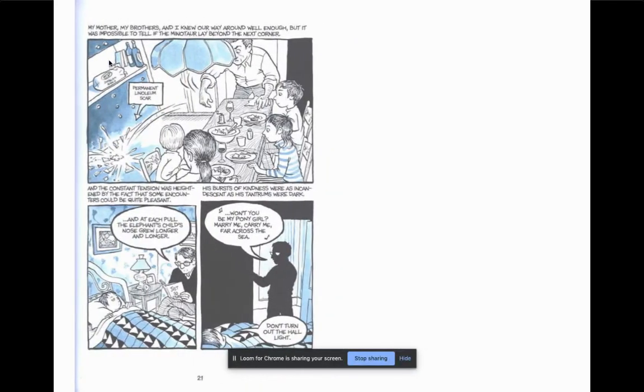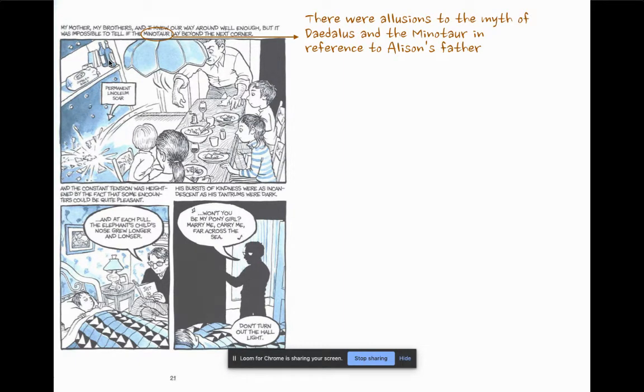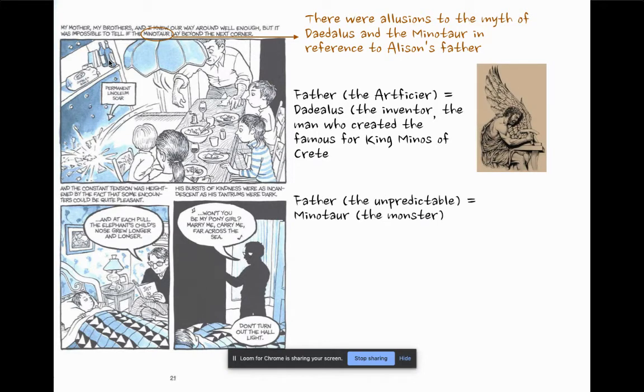Okay, and then I think this is the last panel that I annotated. You would have encountered the name Daedalus in previous pages. It's in reference to the myth of Daedalus, the inventor, and in fact, the word artificer is associated with Daedalus, the inventor, and he's the one who created the labyrinth where one would see the Minotaur. So Allison's father as the artificer equals Daedalus, the inventor, the man who created the labyrinth. And then there's also a reference to the Minotaur. So the father, not just as the inventor, but as the Minotaur, the monster, the creature.